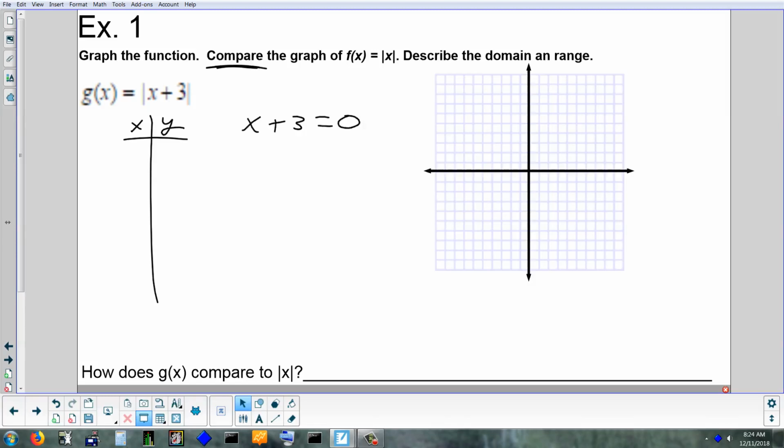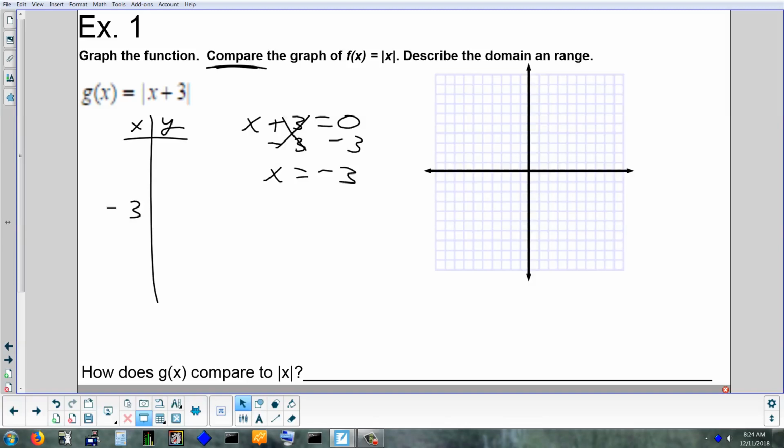Could 3 be in the middle? No, 3 is not going to be in the middle. What do we do with that now? Yep, solve for x. So when I subtract 3 from each side, what number is going to be in the middle? Negative 3. So negative 3 is in the middle.